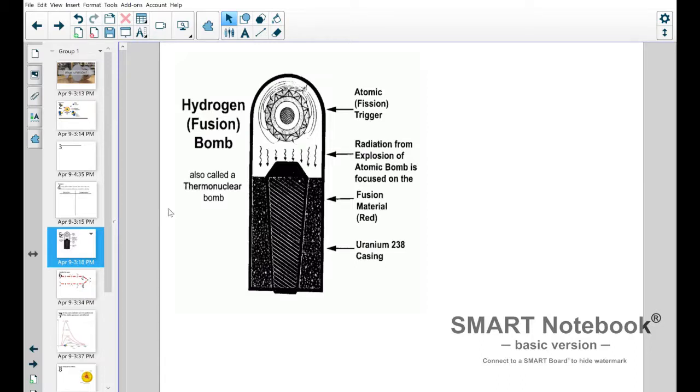So the fission, usually of uranium, releases so much energy, and then that energy is enough to kickstart fusion in the bottom material. It's labeled as red here, but this is a black and white diagram, so it's definitely not red. These were first tested in the United States in 1952.